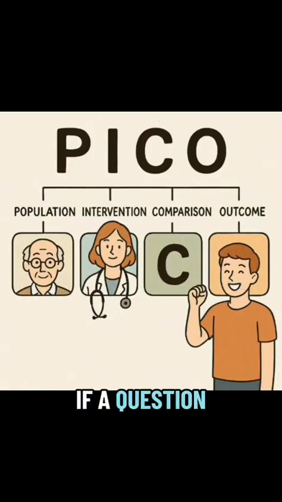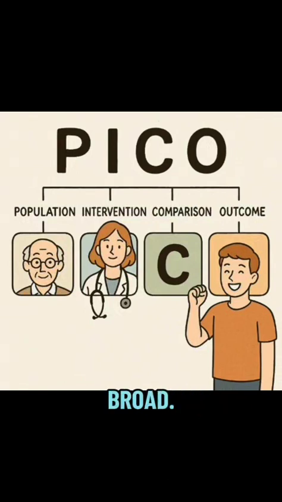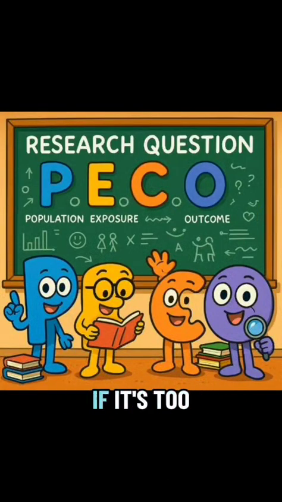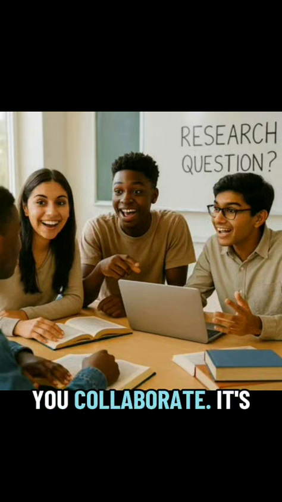So what happens if a question fails this test? The sources mention some fixes for, say, a question that's just too broad. Yeah, and the solution is usually pretty logical. If it's too broad, you narrow the focus, maybe reduce your variables. That helps with feasibility and relevance. And if it's too expensive? That's a feasibility failure. You might need to look at less costly study designs, maybe a shorter follow-up period. Or if it's beyond your skill set, you collaborate. It's all about making sure good intentions lead to good research.